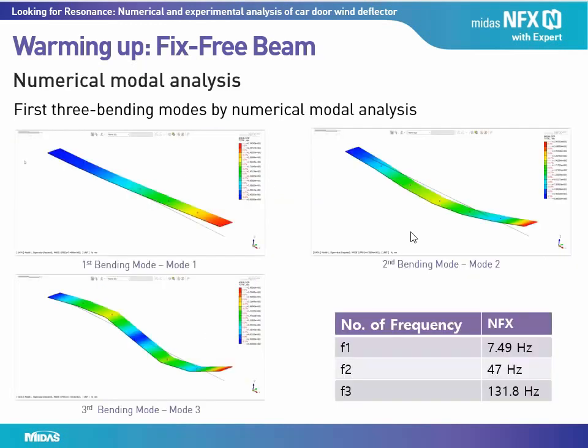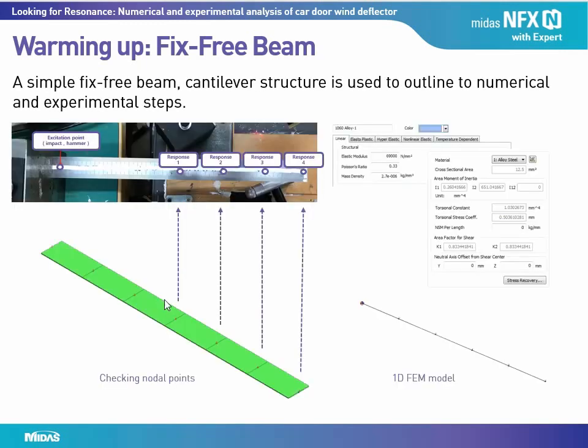First 3 bending modes obtained numerically are shown in the three graphs. Twisting and lateral modes are not considered in this simple warm-up example. Notice there is a node at half length of the beam for the third bending mode. This is also one of the measurement locations of the beam. That is point number 1 here.